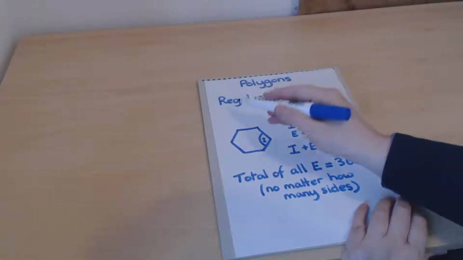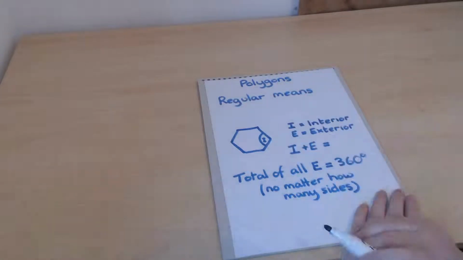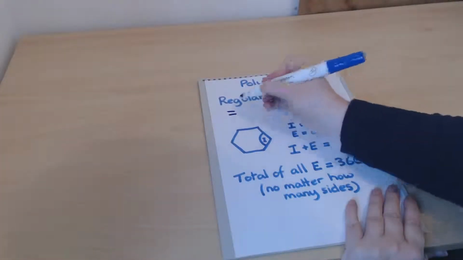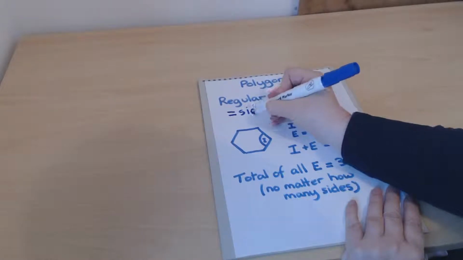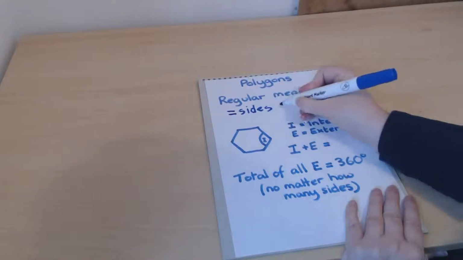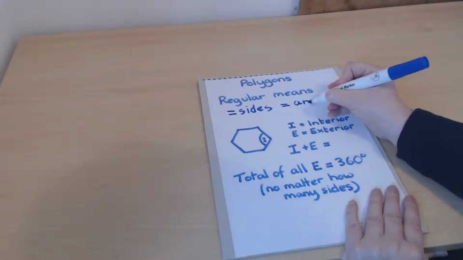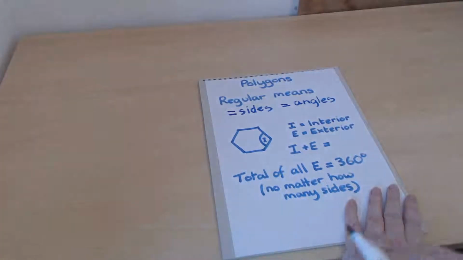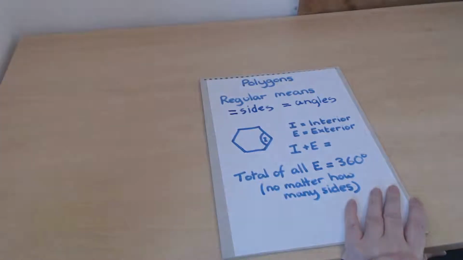The first of those is you need to understand what they mean when they talk about a regular polygon. So a regular polygon means that they have equal size sides and equal angles, and it's the second of those two things that is most important, generally speaking, in the questions you're going to do.